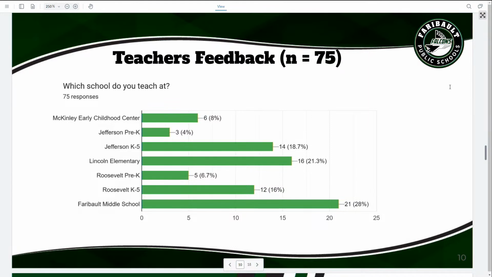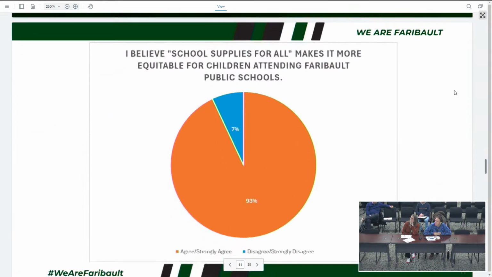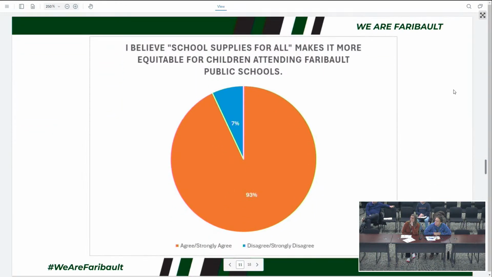Next we're going to talk about teacher feedback. We had 75 teachers respond to our survey, and as you can see, good representation from all of our buildings that were participating in this project. Our first question is, "I believe School Supplies for All makes it more equitable for children attending Faribault Public Schools," and we had 93% who agreed or strongly agreed, so pretty fantastic results there.